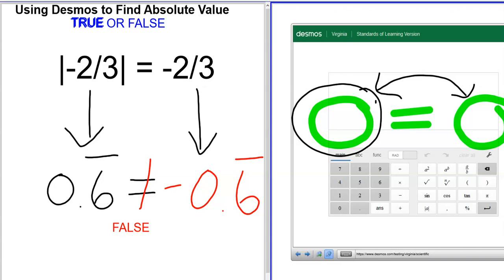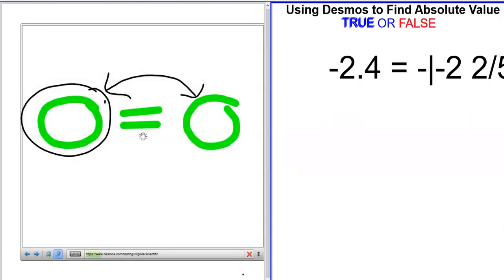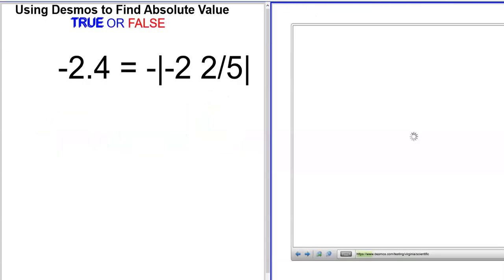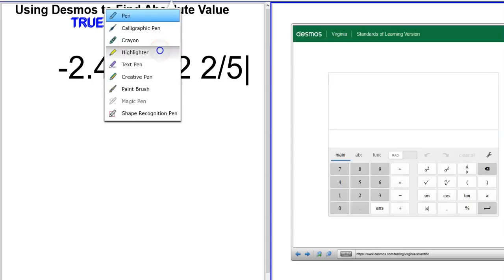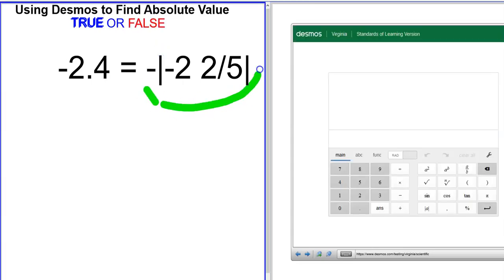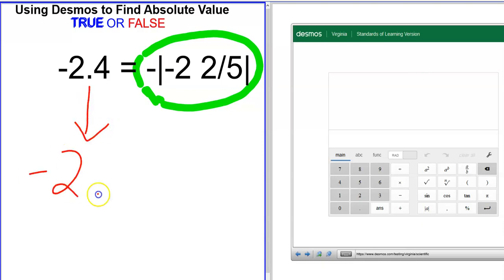So let's look at one more problem. Now we have a decimal and a fraction again. And if you notice this time, we have a negative and a negative. So it's the opposite. When you see a negative, you can think of that as negative or opposite of something else. On the left side of the statement, we have negative 2.4, which we've already simplified, negative 2 4/10.